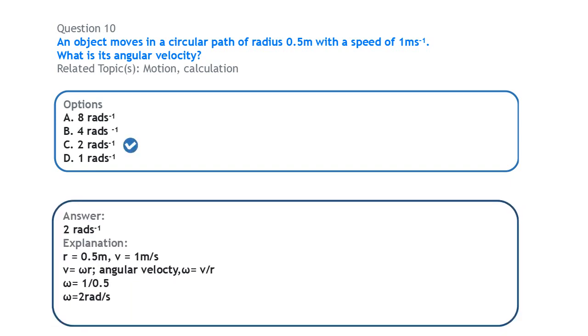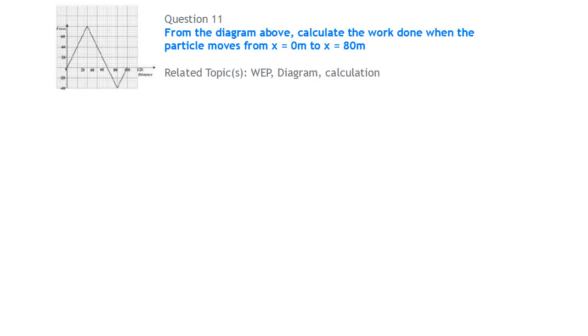Its angular velocity is given as omega, and this omega is equal to its speed over the radius of the circular path in which the body is moving. So the speed from the question is 1 meter. So you have 1 meter divided by the radius of the circle, which is 0.5. 1 divided by 0.5 is 2 watts. So we have 2 watts per second.